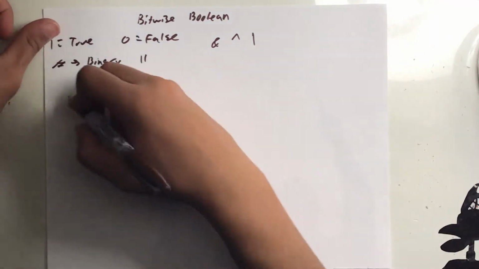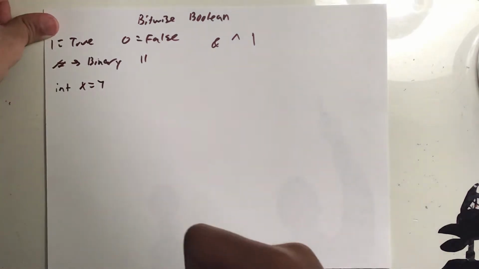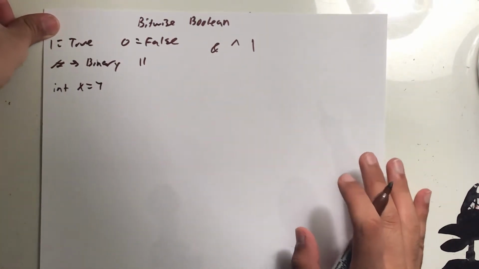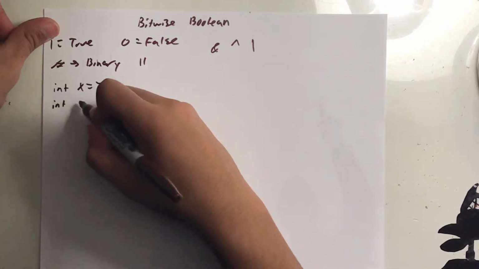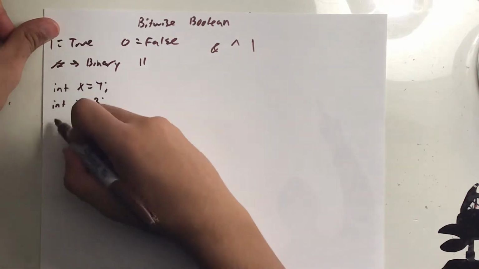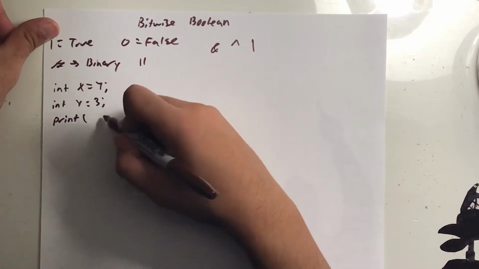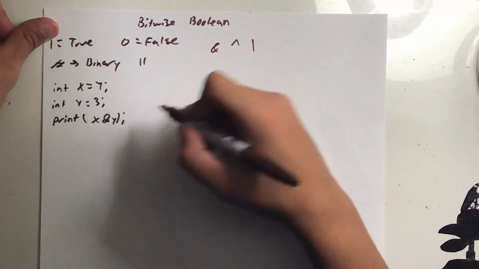So for example, let's say we had int x equals 7 and y equals 3. And we're just going to print x and y. This is not how you print stuff, but just because I'm lazy, I'm going to do that. So basically, convert into binary.